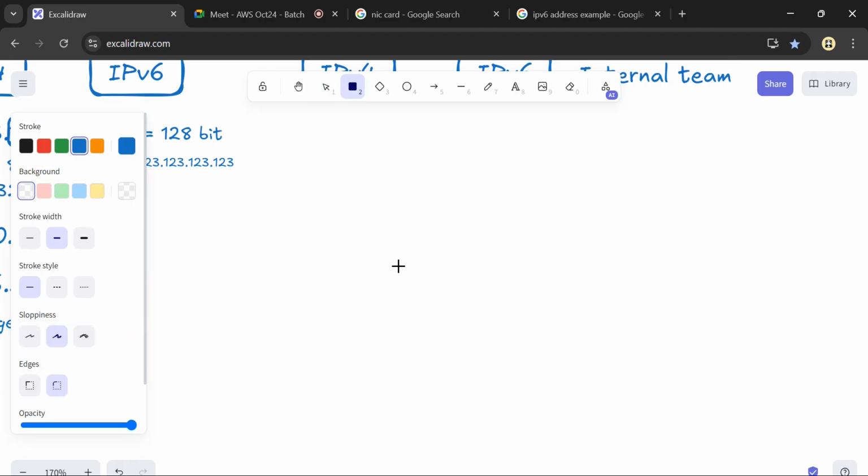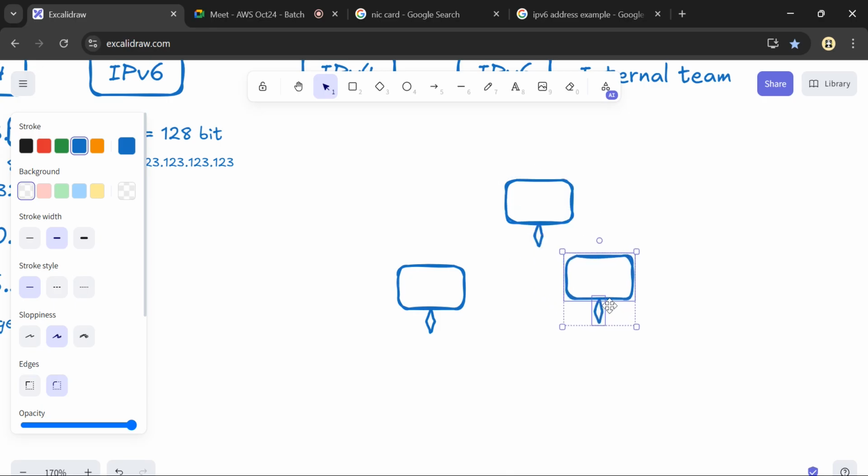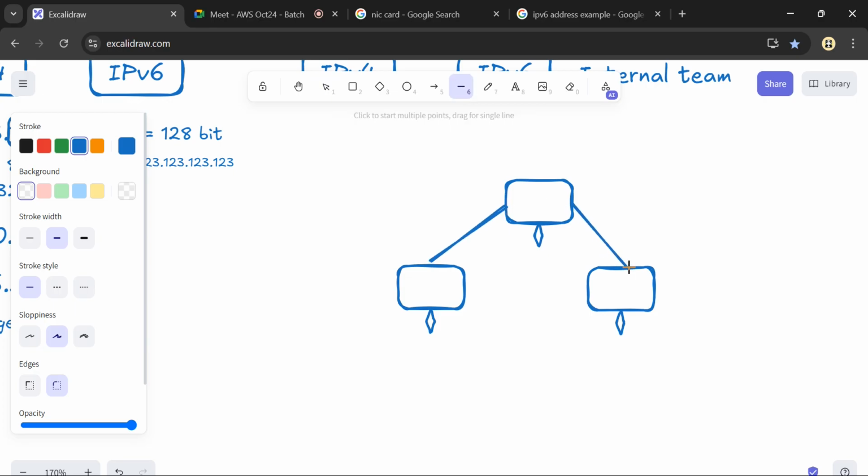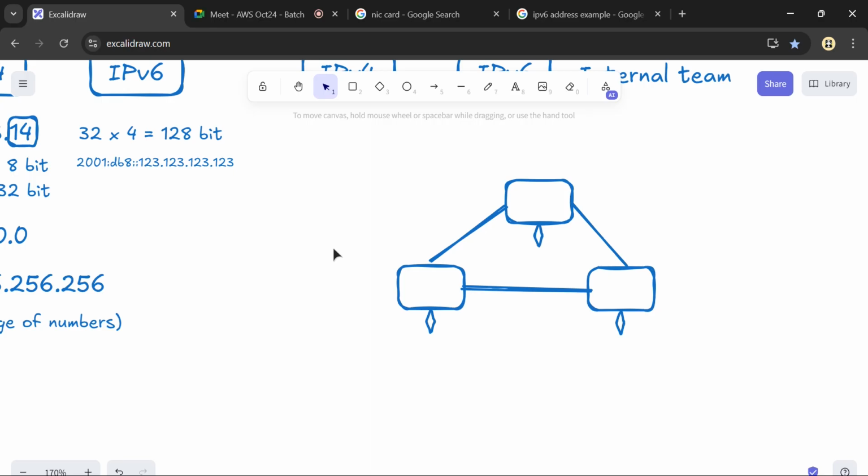So let's say this is my server, and in the same premises I have another server, or let's say I have 3 servers like this. And let's say I want to do the networking, why do I need to go to the public internet? I can just do it locally, right? I can just connect them internally in a private network. They can establish a communication. So this is called a private IP. They will be connected via private IP.